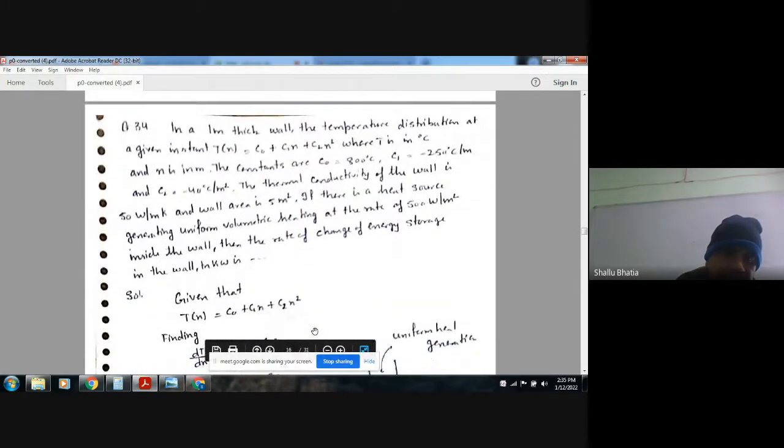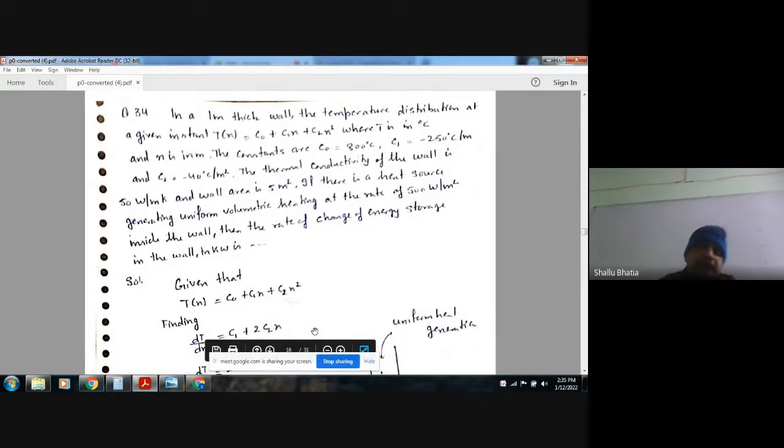Next, in a 1 meter thick wall, the temperature distribution at a given instant, T(x), is equal to T naught plus C1x plus C2x squared, where T is in degrees Celsius and x is in meters. The constants are: T naught is equal to 800 degrees Celsius, C1 is equal to minus 250 degrees Celsius per meter, and C2 is equal to minus 40 degrees Celsius per meter squared.